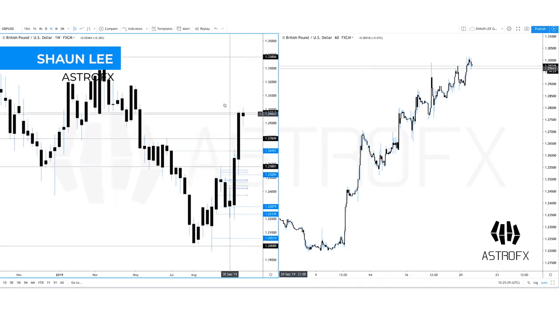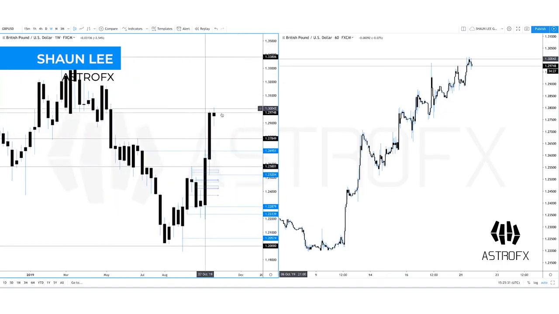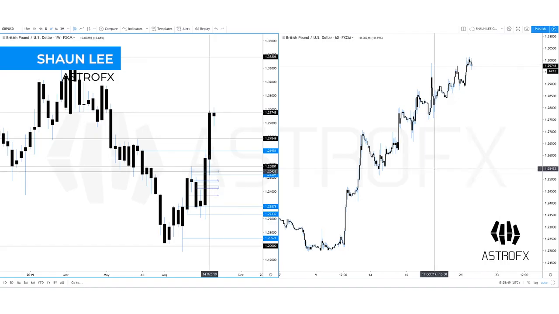So there's the weekly PA. Currently, as you can see, if I put my crosshair at 1.3 and you can translate this over to the right-hand screen on the hourly, you can see that psychological level of 1.3 is forming, the price is actually forming some intraday resistance right at this little area here. So let's get into the hourly and go across a few pairs.